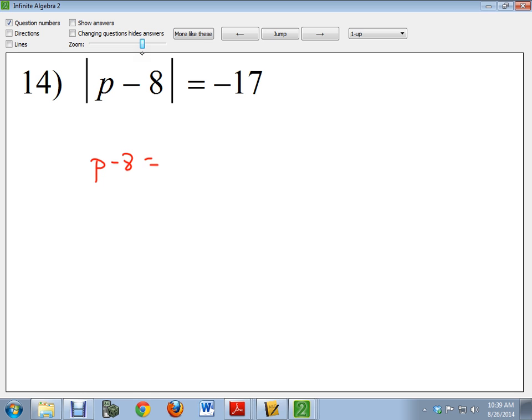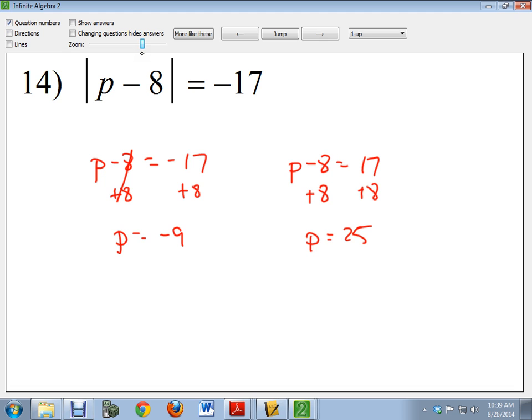P minus 8 is equal to negative 17, and P minus 8 is equal to a positive 17, because we again have to change the sign to figure out what number will come out. So we'll solve this, and it's going to work out just fine. We'll add 8 to both sides, and P is equal to negative 9. And then we will add 8 to both sides on the other one as well, and P is going to be equal to 25. And these are my two solutions.